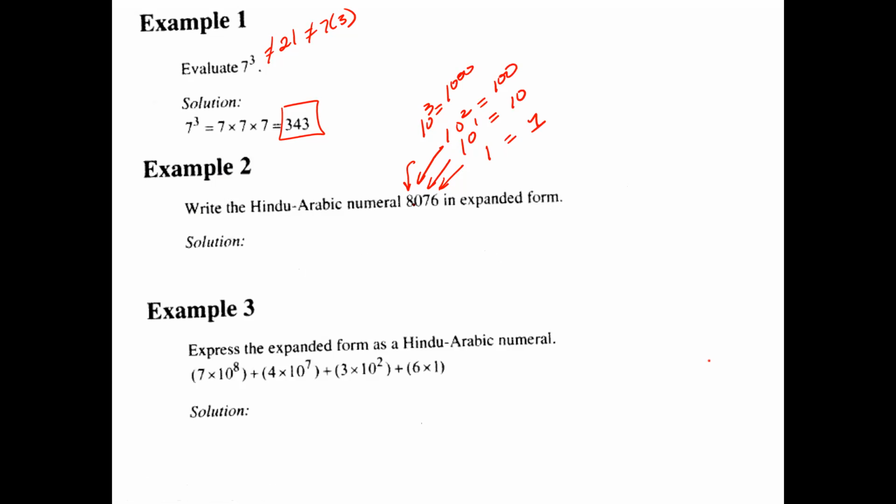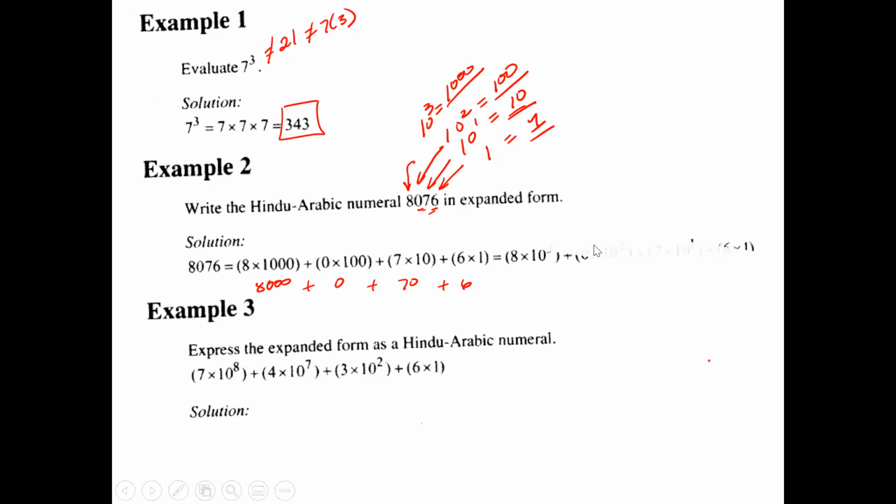So then you're going to take the 8 times 1,000, 0 times 100, 7 times 10, and 6 times 1. If you go ahead and do this, you know that this part is the 8,000, 0, 70, and 6, which is going to give you the following. This right here is your expanded form.